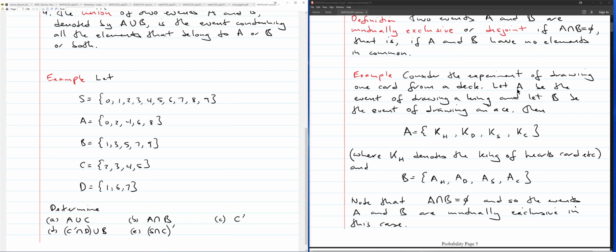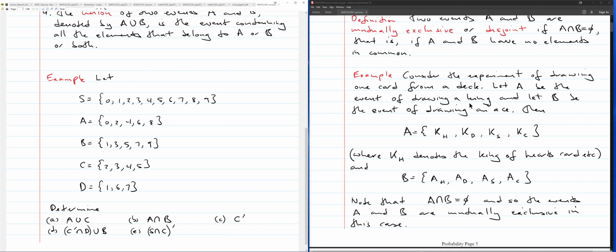Okay, so A is the event of drawing a king, and B is the event of drawing an ace, right? So what is this event A of drawing a king? Well, the event of drawing a king is a certain subset of your sample space. This is the set of possible outcomes of your sample space that satisfies this condition of drawing a king. So in other words, it's all possible ways of drawing a king.